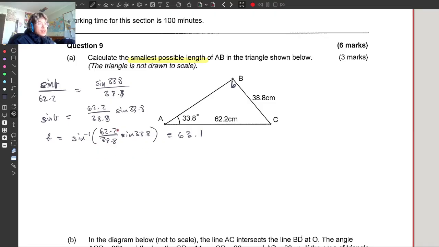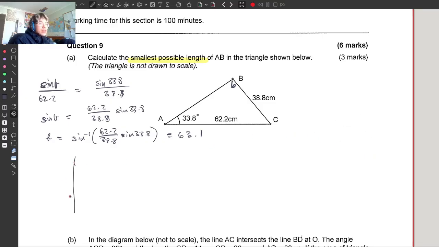Now what we can see is that for this equation, this is a positive value because this quotient, this fraction, is positive. And sine of 33.8, if we look at our sine graph, something like this, this is at 90 degrees. You can see that it's positive all the way up to 180 degrees, so sine of 33.8 is therefore going to be positive.